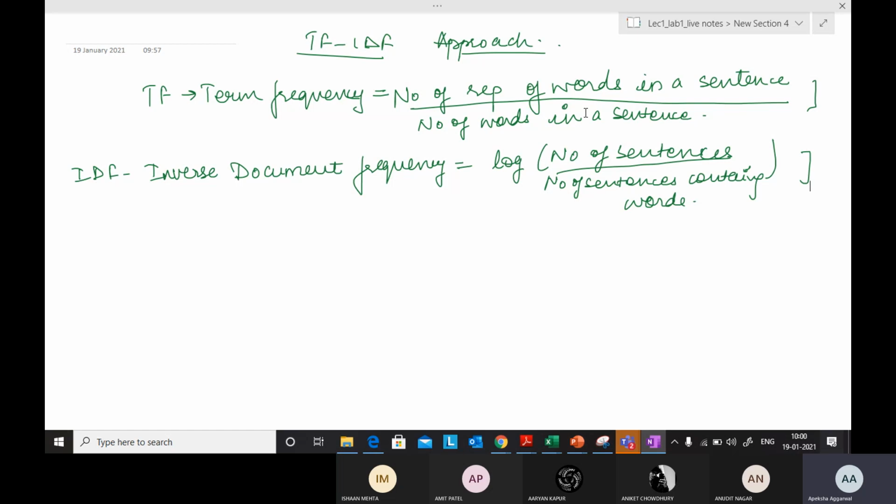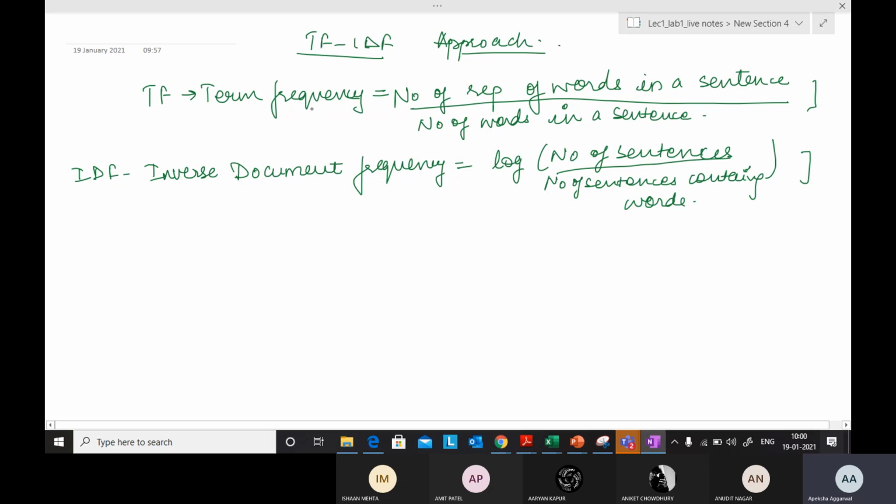Where its presence matters. Finally, what we do is multiply these two, and whatever we get is the final output. First we calculate the presence of words in the sentence, and second we calculate the inverse document frequency, which means the importance of those words across all the documents.